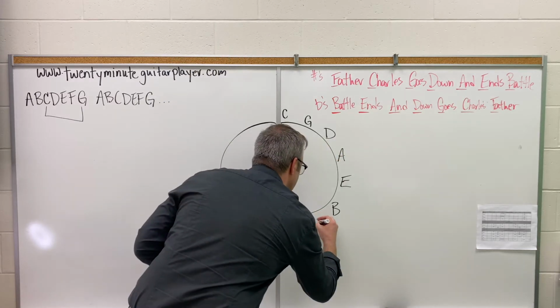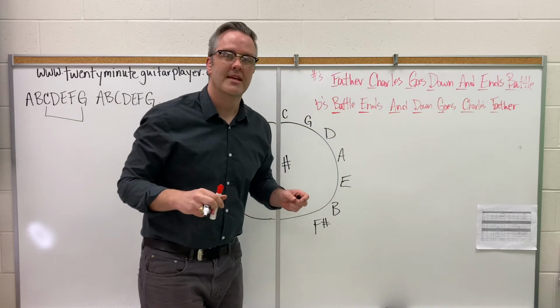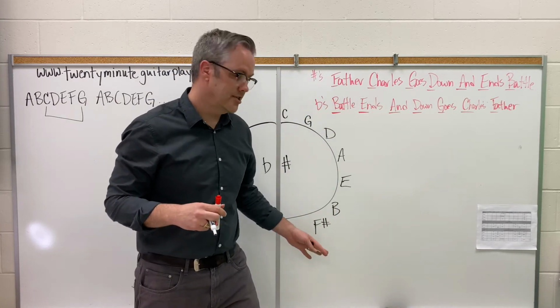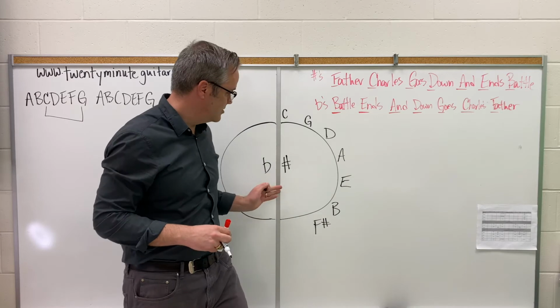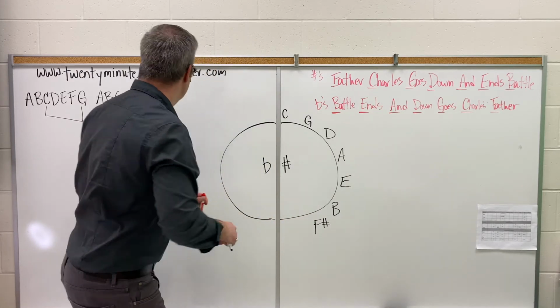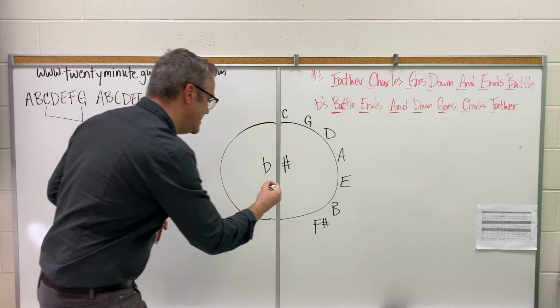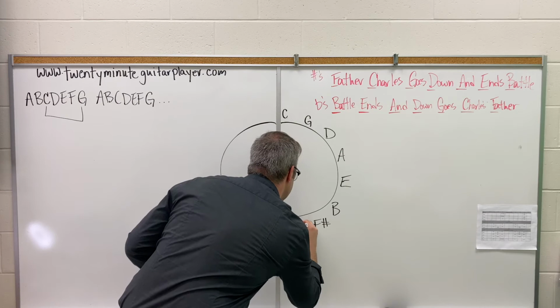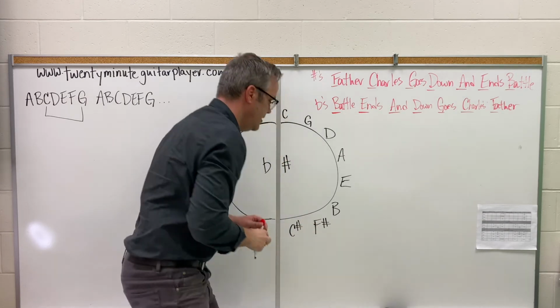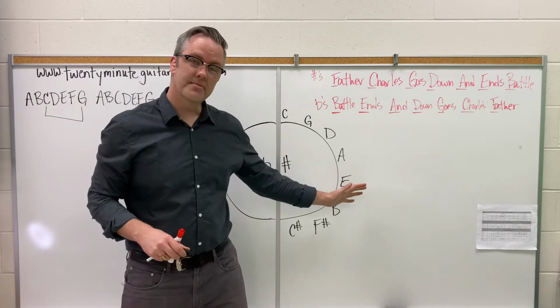F is 5 away from B, but it's actually F sharp. So you just have to memorize that that's going to be F sharp. So just put a sharp in there because sharps are on this side. Okay, what's 5 away from F sharp? Let's check. 1, 2, 3, 4, 5. C is 5 away from F sharp. So it's going to be C sharp. So just make it a sharp. Okay? So that's all the sharp side filled out.